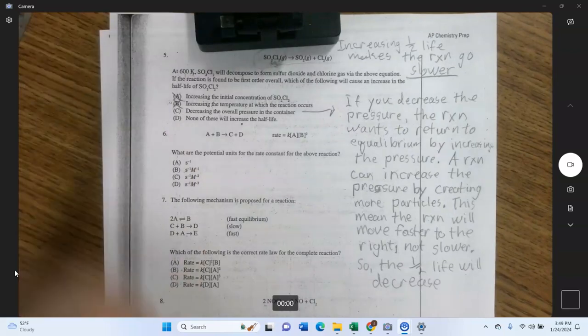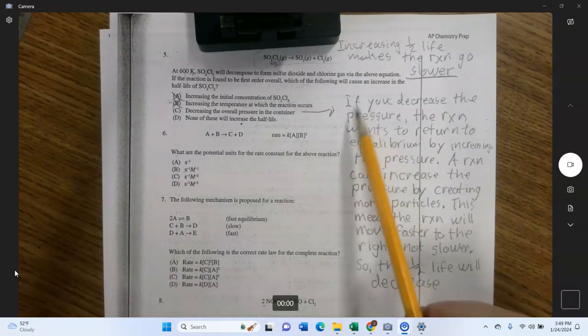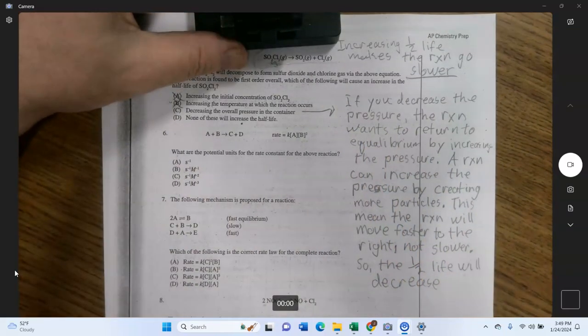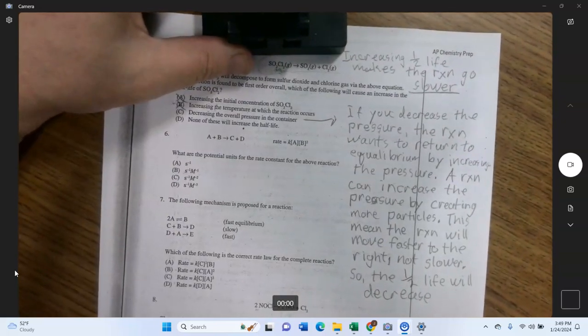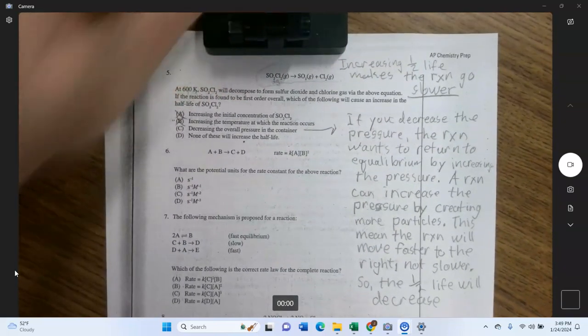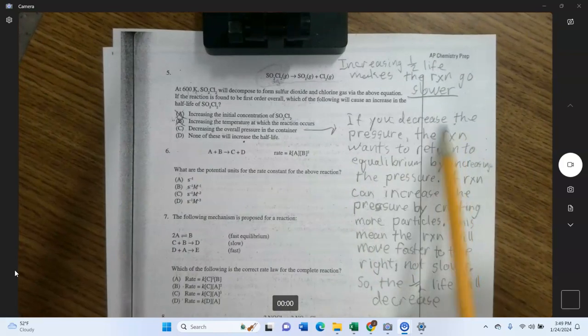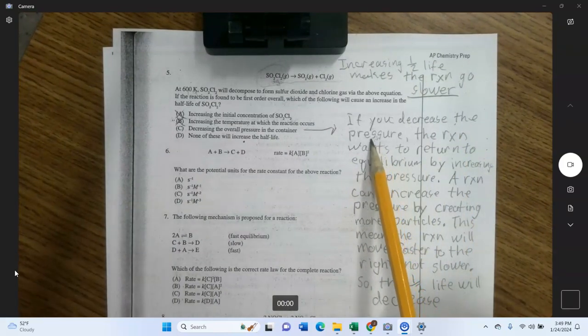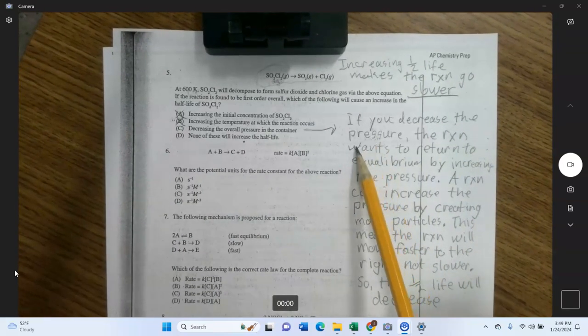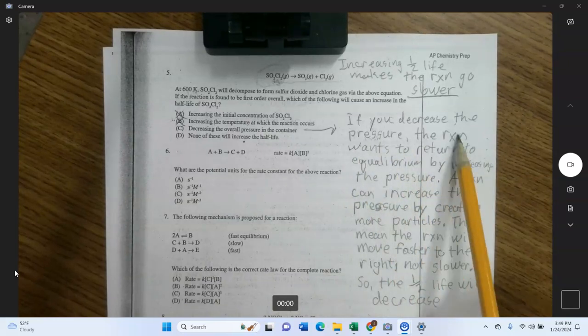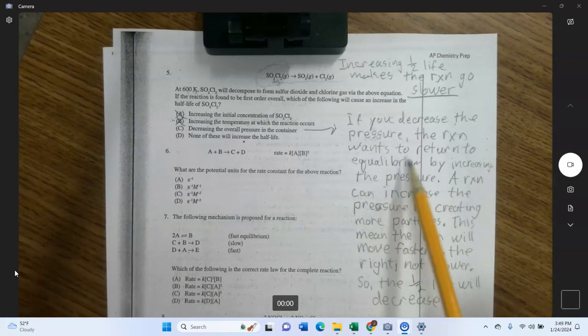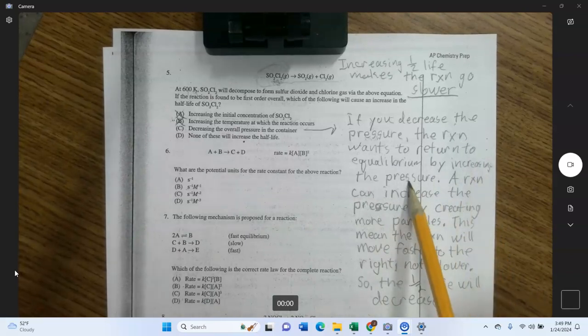Okay, let's go over this. If you decrease, we learned this about the effect of pressure on a reaction. Okay, let me see if I can get the light on this. So if you decrease the pressure, how did you do that? You could have expanded the volume of the container. The reaction wants to return to its equilibrium by increasing the pressure.